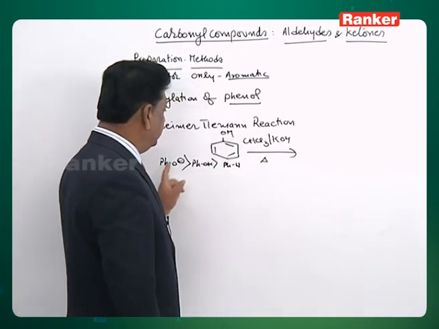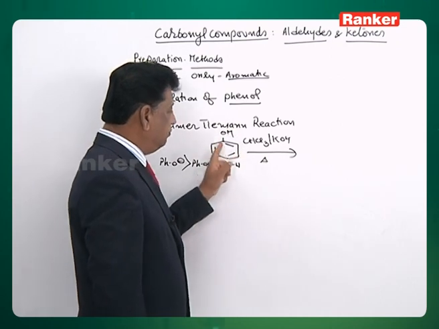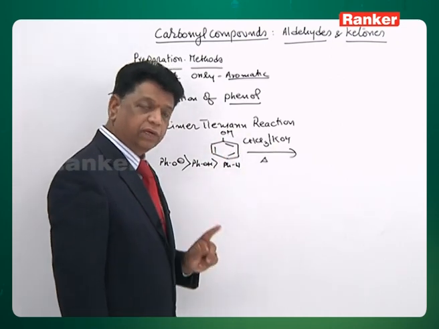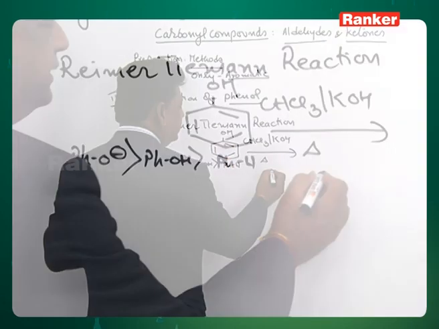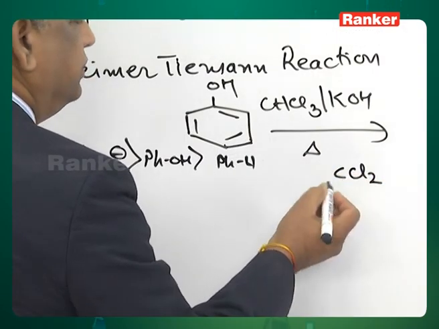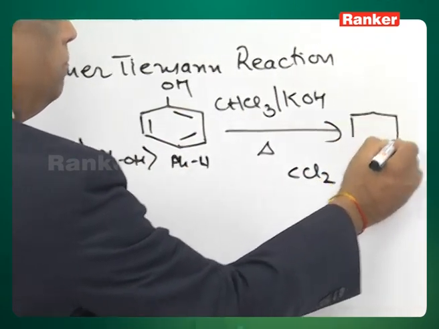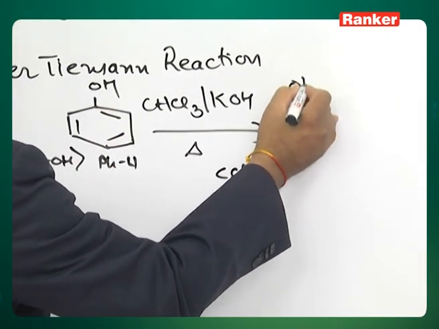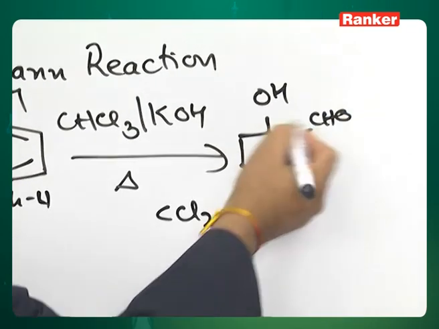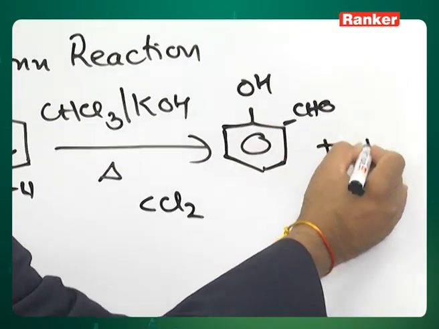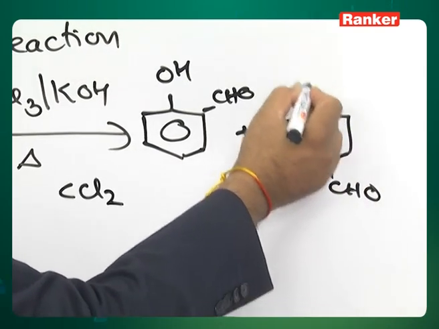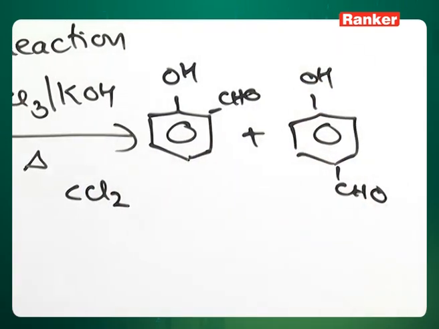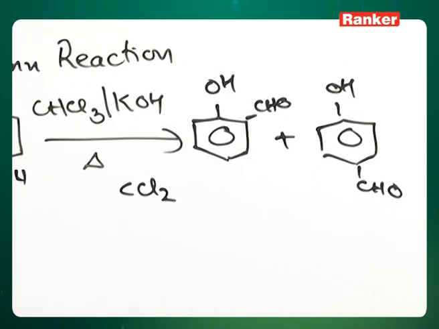So, here we are using that concept: phenol in basic medium gives phenoxide, which is again ortho para directing. Therefore, CCl2 is the attacking species which can attack at ortho and para. So, what you will get is phenol with aldehyde at ortho plus its para isomer, that is, the aldehyde group may also go to the para. So, a mixture comes, as we have seen in the Reimer-Tiemann also.